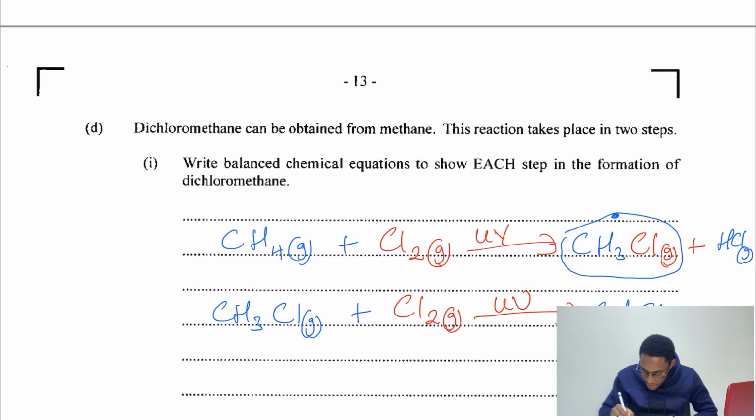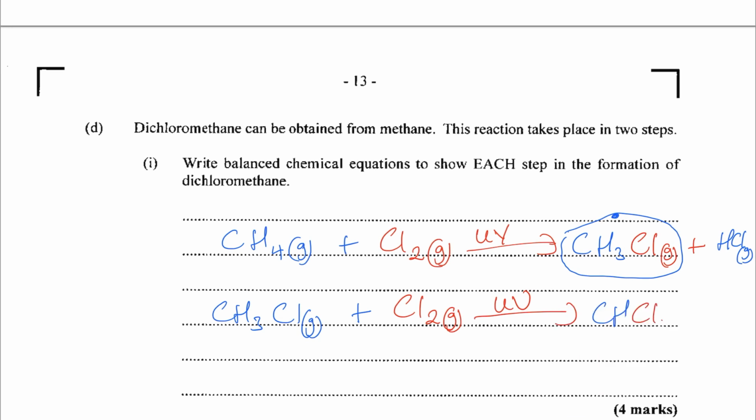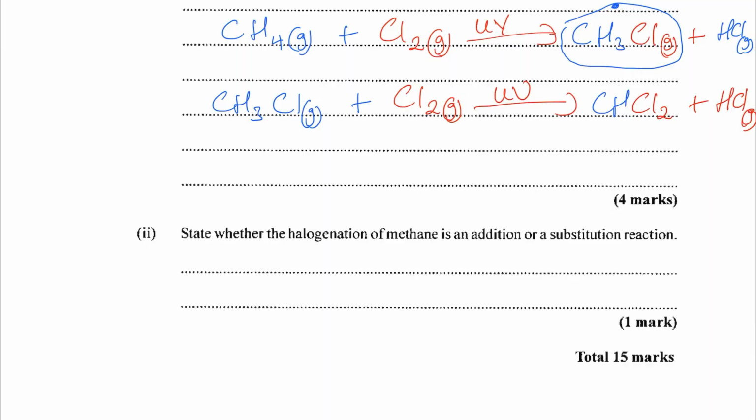So we have CH3Cl, monochloromethane. Then we come again with another chlorine gas, and UV light initiates another chain reaction. Okay, so our answer is almost finished.